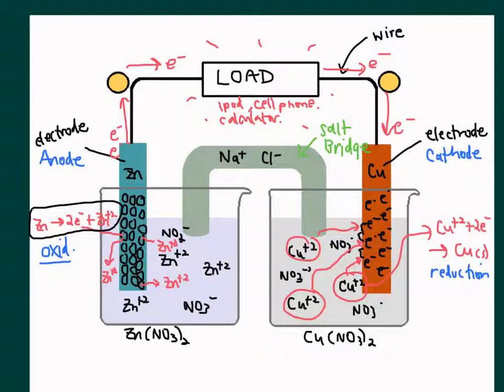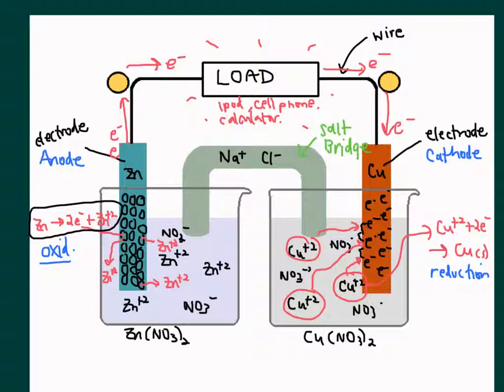So what's going to happen is if you don't have something to cancel out those positive charges, these electrons aren't going to want to leave. They're going to want to go into the solution. Instead of going through the wire to the copper, they're going to want to go into the solution because they're attracted to those positive ions. So that's where your salt bridge comes in.